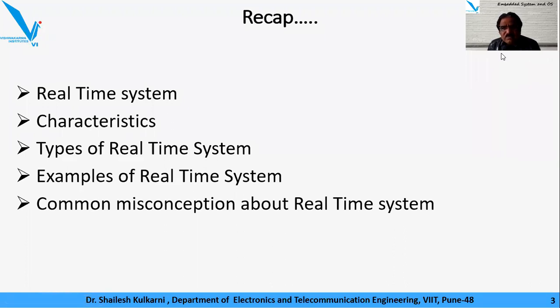Then we saw the types of real-time systems: hard real-time and soft real-time, based on what happens if the deadline is missed, and what the resultant output is. If the system can continue its operation with degraded performance after missing a deadline, we call it a soft real-time system. If the system involves some kind of catastrophe where recovery becomes highly impossible, such systems are referred to as hard real-time systems. Then there are firm real-time systems as well. All these are the sub-classifications that we saw in the last part of the discussion.